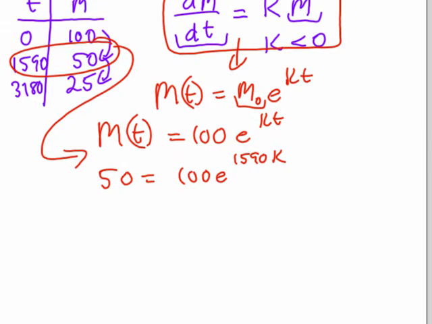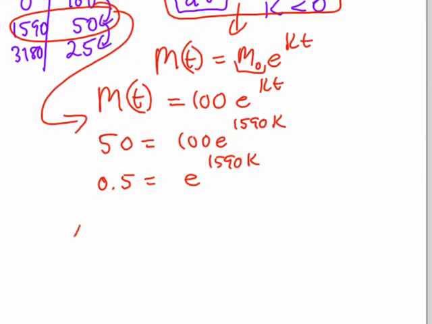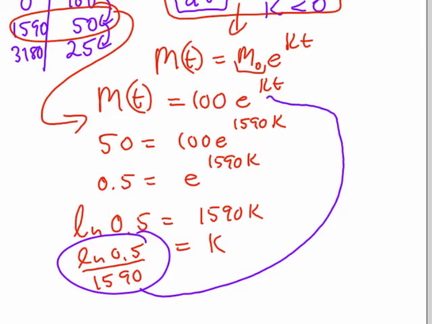Let's solve for k, divide both sides by 100. We're being asked again, remember, to find a formula for the mass of the element left after t years. So we're on our way to figuring that out. Ln both sides, that brings the exponent down. And ln of e is 1, divide by 1590. So here's our constant, which I can then substitute back into my equation right there.